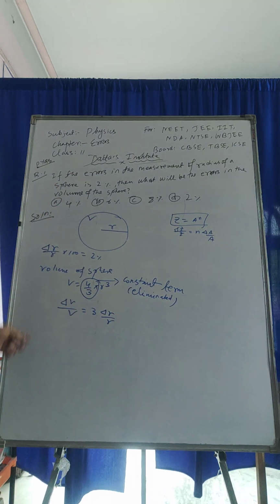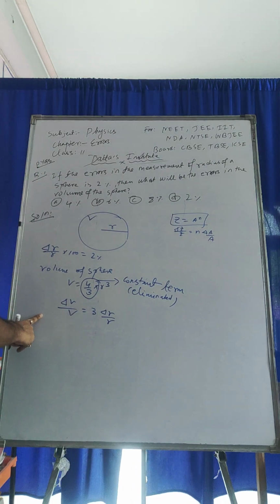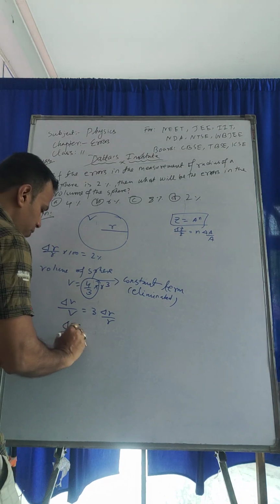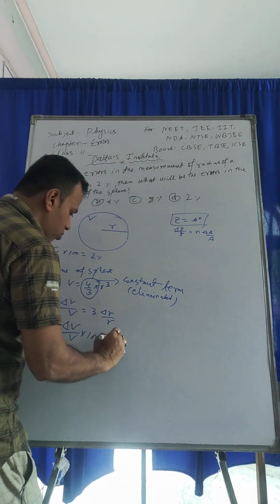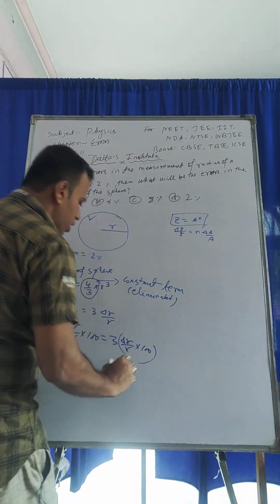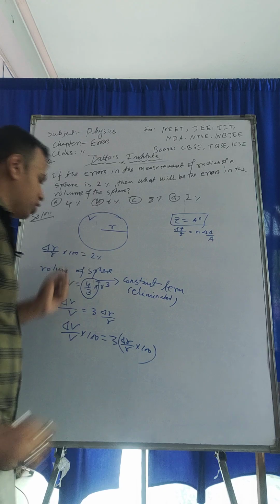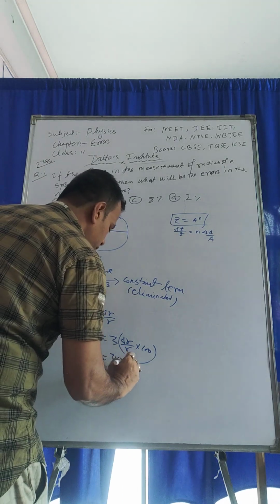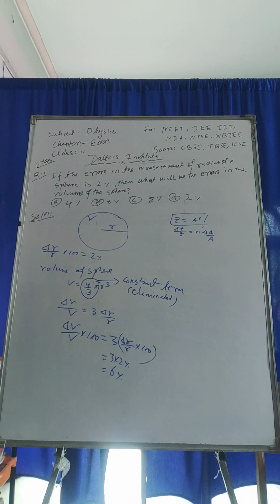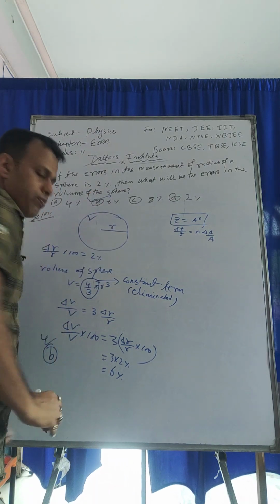Now this is the relative error. If you multiply relative error by 100, it becomes percentage error. So del V by V into 100 is equal to 3 into del r by r into 100. Now look at what is given: del r by r into 100 is 2%. So 3 into 2 is nothing but 6%. So which option is correct here? Option B is the correct answer.